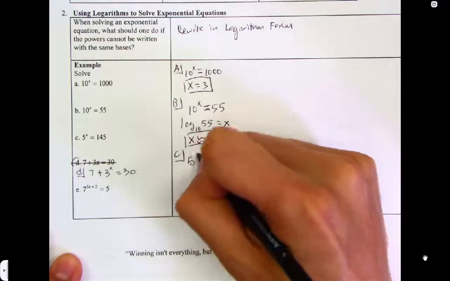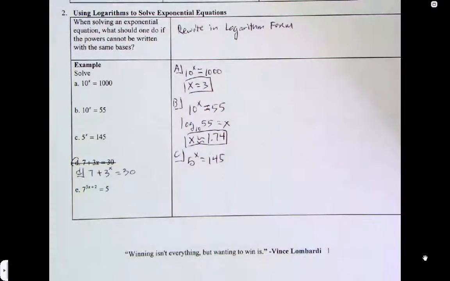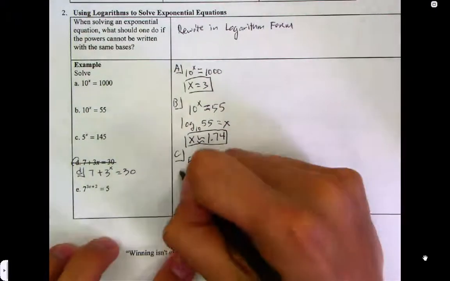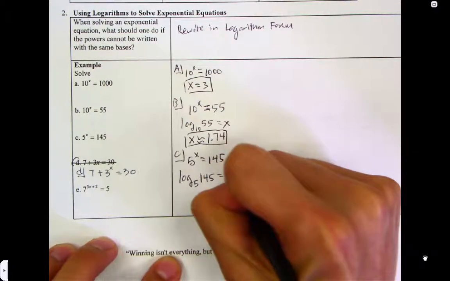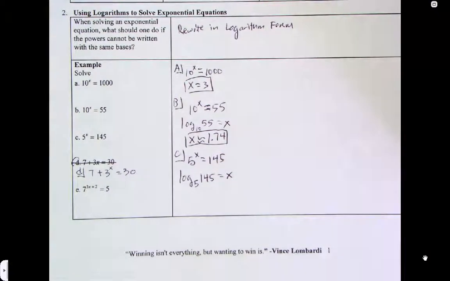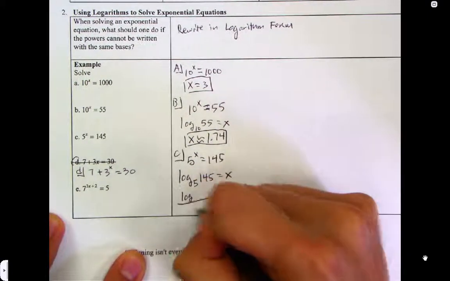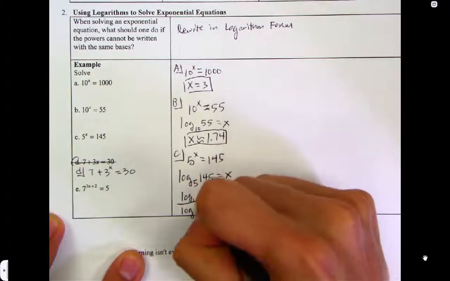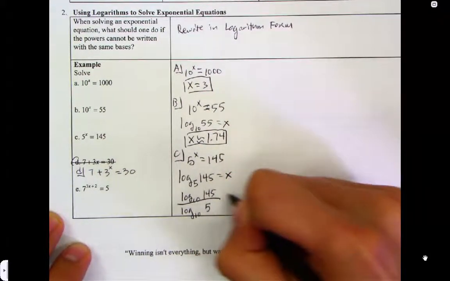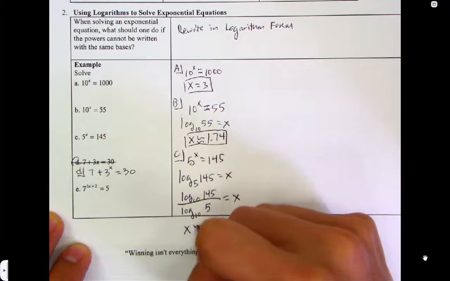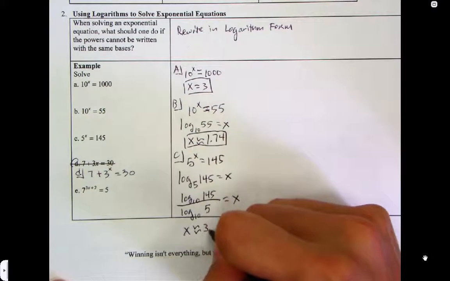C, 5 to the x equals 145. I try to write 145 as a base of 5, but I can't, so I'm going to rewrite it in log form. Log base 5 of 145 is equal to x. I want to put that in our calculator, so I have to change that to a base of 10. So I'm going to use my change of base formula. Log base 10. And remember, base goes on bottom, so the 5 goes on bottom. I put that in my calculator. I get approximately 3.09.